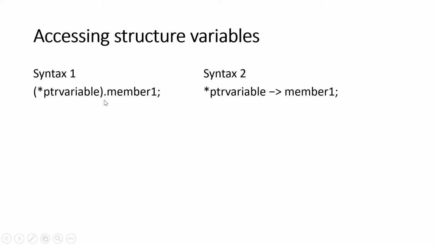Using the dot operator, here I have specified the pointer variable inside the parenthesis. Why do I need to do this? Because the dot has higher precedence than the asterisk. So in order to specify this clearly, the entire pointer variable is a complete variable along with the pointer. So I need to provide the parenthesis here to access my member variable 1.